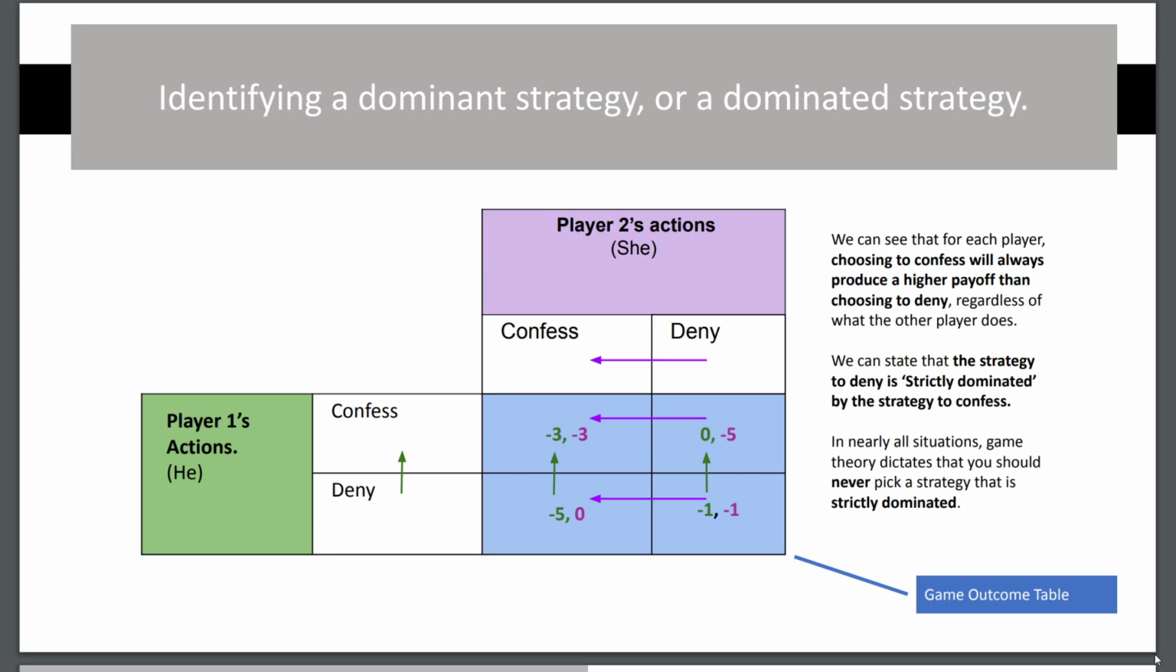It consistently results in a better outcome for each player no matter the other player's choice. Denying is a strictly dominated strategy, meaning it always leads to worse results. Game theory teaches us to avoid dominated strategies in decision making.